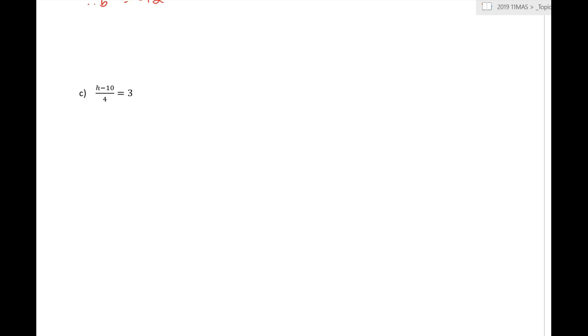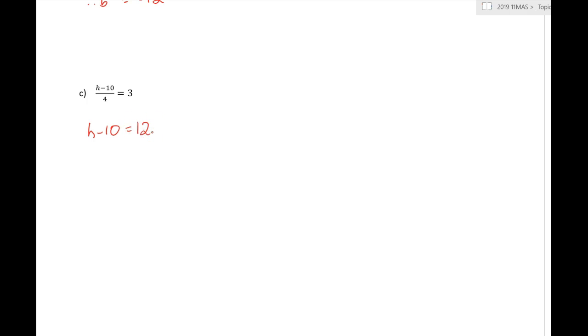I'm going to multiply everything by 4. Just be careful, however, that this essentially has brackets around it, this h minus 10. So when I multiply all of this by 4, it will cancel the 4 from underneath. And remember, the 4 is underneath both of those things there. So when I multiply all of this by 4, 4 cancels out, and I'm left with h minus 10. Okay, that's h minus 10 equals 3 4s are 12.